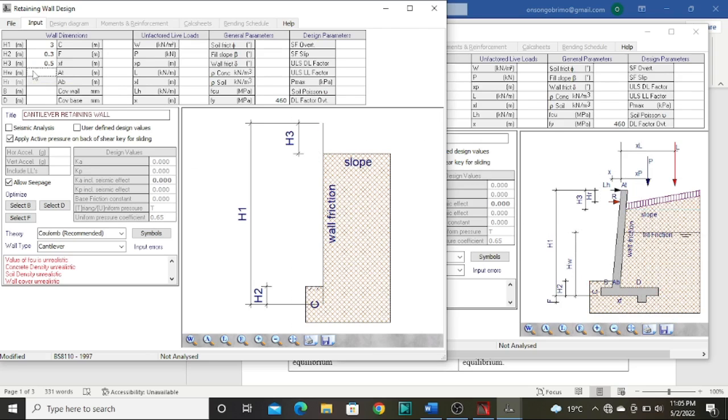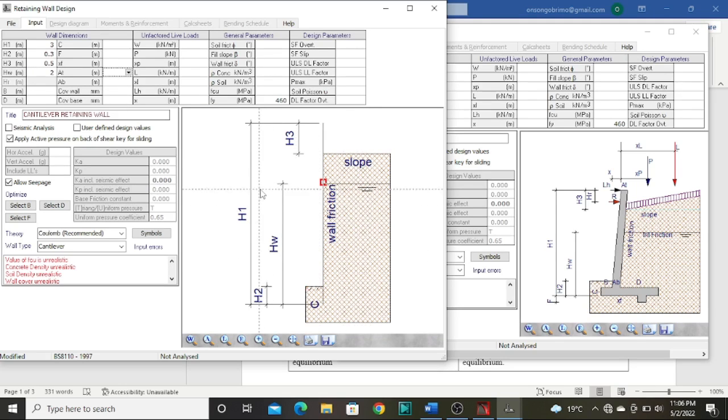HW is the height of the water table, which is normally measured from the top of the wall, and its dimensions from below the wall. So if there is a water table, let's assume we have a water table at a height of 2 meters. So we are going to say 2 meters from the base, from the lower side of the wall. So HW, let's use 2 meters, and you will observe how it will be modeled here.